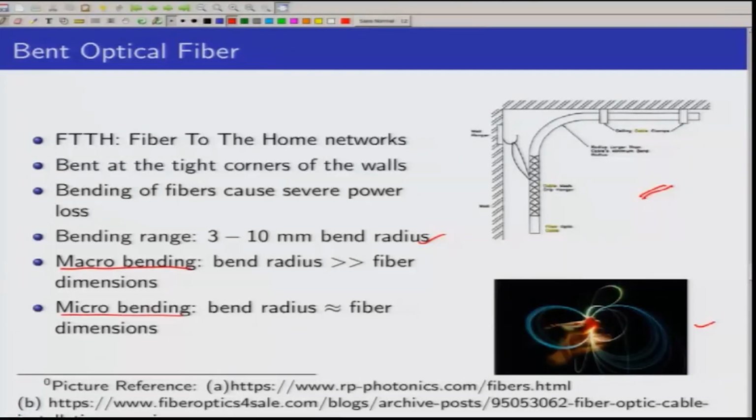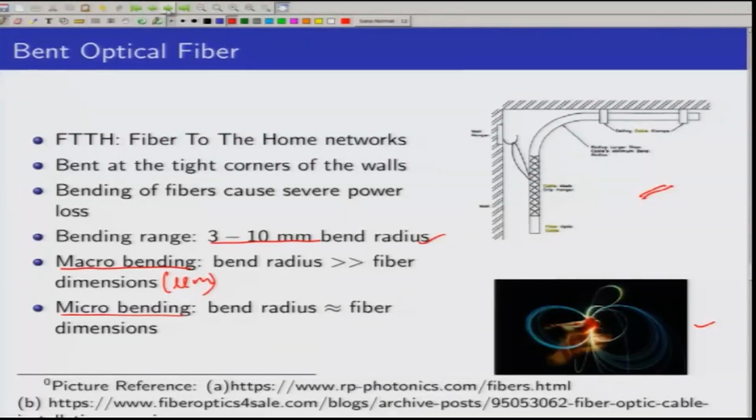As the name suggests, if the bending radius is much greater than the fiber dimensions, it comes under the macro bending category, and if the bend radius is approximately equal to the fiber dimensions, it comes under the category of micro bending. And we have seen in point number 4 here that the bending range for FTTH applications is 3 to 10 mm bend radius. So, clearly this value is much greater than the fiber dimensions, which are in microns. So, these FTTH bendings come under the category of macro bending. Now, we know this comes under the macro bending case.